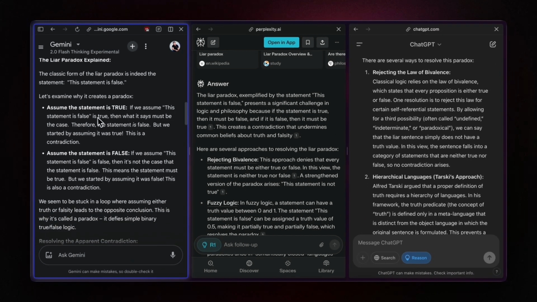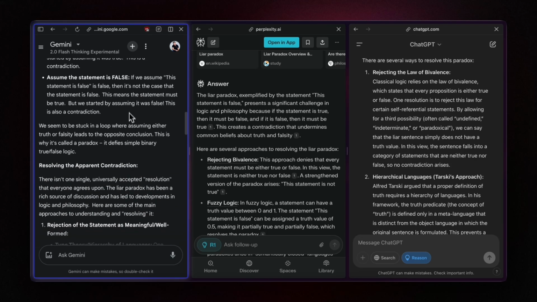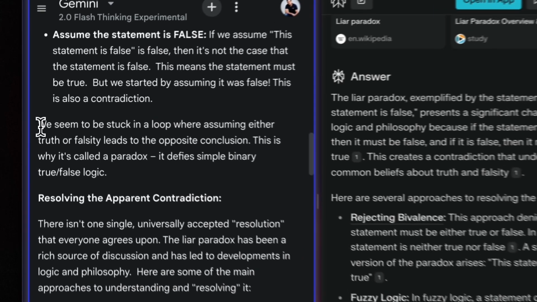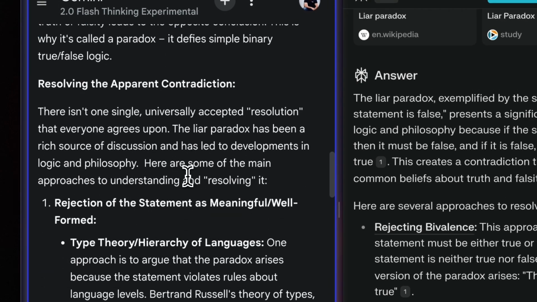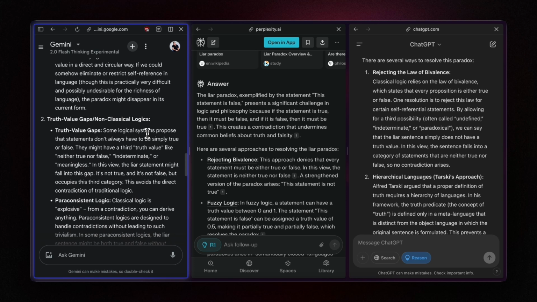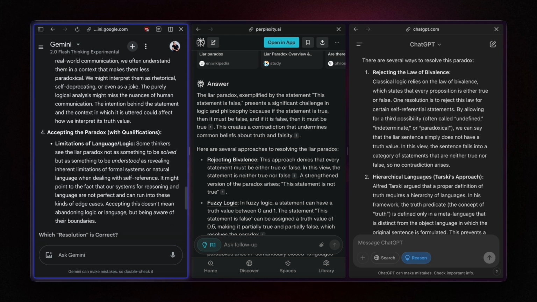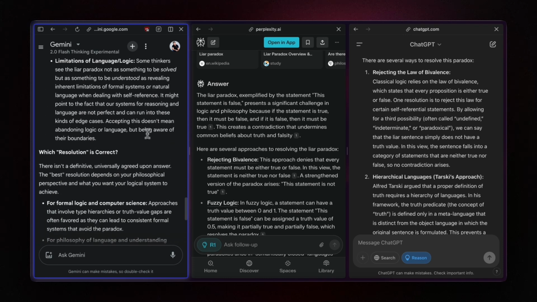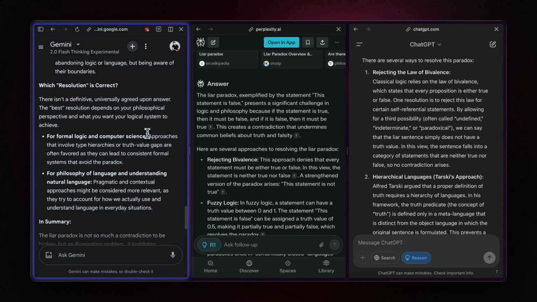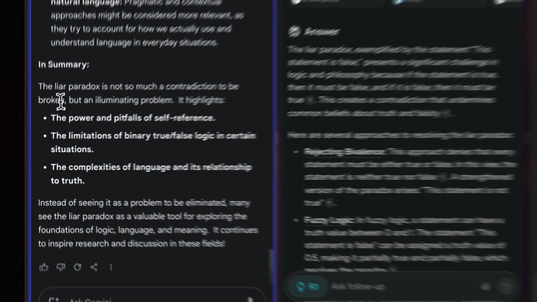And see how beautifully it has assumed both cases: it has assumed the statement is true and it has assumed the statement is false, and it has given us reasoning that we can assume both and we will be stuck in a loop. Then it has approached with the same tenacity that others have, but with a lot of depth, logic, and explanation that we would like to have as somebody trying to get reasoning out of questions. I think this is the best answer out of all three.